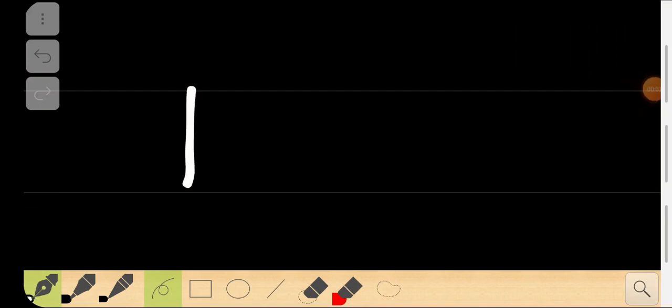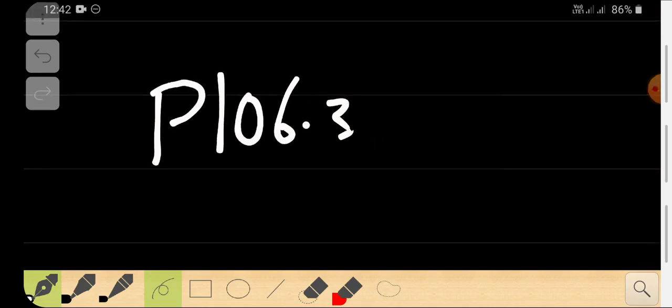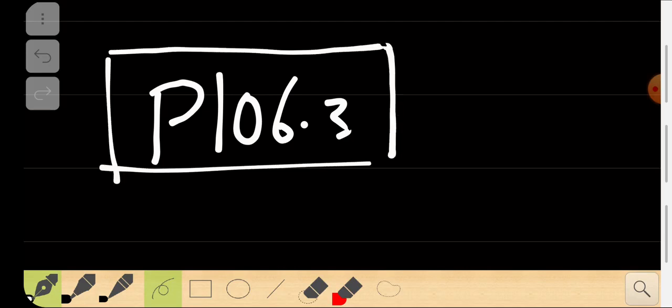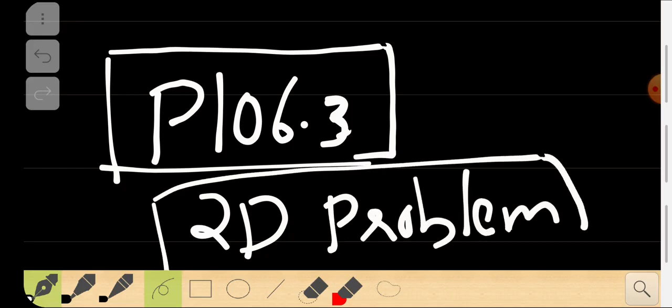This lecture is P106.3. So we are almost at the end of the two-dimensional motion. We have done the basics and now we are dedicating this lecture to solving a problem, in order to make sure that you are okay with two-dimensional problems and how to solve them. So I'm going to straightforwardly introduce the problem.